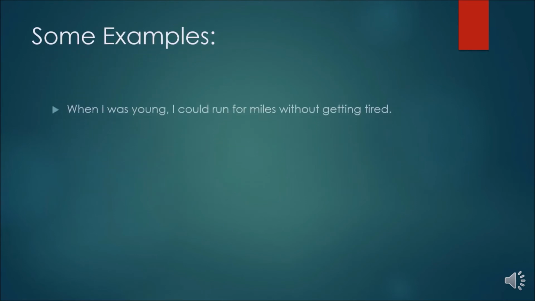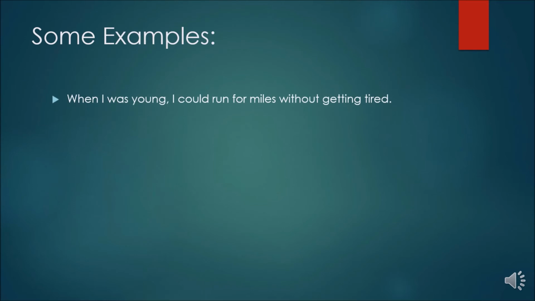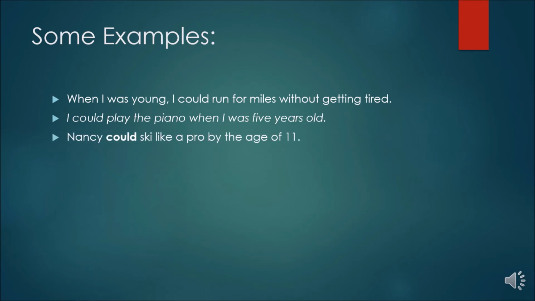Okay, let's look at some examples. When I was young, I could run for miles without getting tired. It was my ability to run for miles without getting tired, so I use could. As you can see, after could we use run, which is the base form of the verb. Or this one. I could play the piano when I was 5 years old. It was my ability to play the piano. Or this one. Nancy could ski like a pro by the age of 11. It was Nancy's ability to ski like a pro.